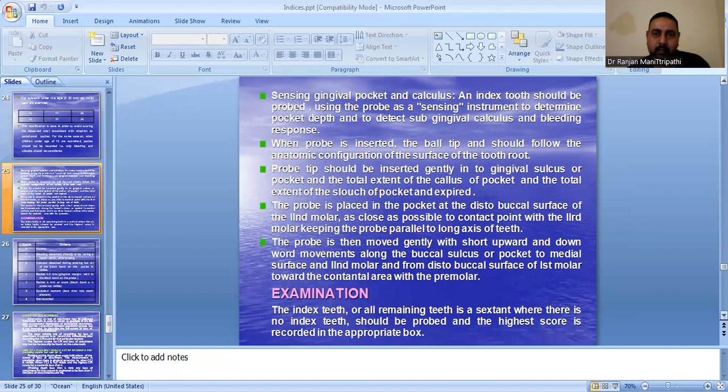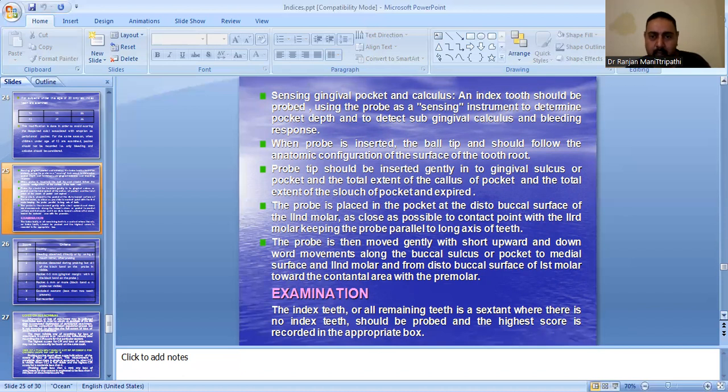For sensing gingival pocket and calculus, the index tooth should be probed using the probe as a sensing instrument to determine pocket depth and to detect subgingival calculus and bleeding response. When the probe is inserted, the ball tip should follow the anatomic configuration of the surface of the tooth root. The probe tip should be inserted gently into the gingival sulcus or pocket, and the total extent of the sulcus or pocket should be explored.